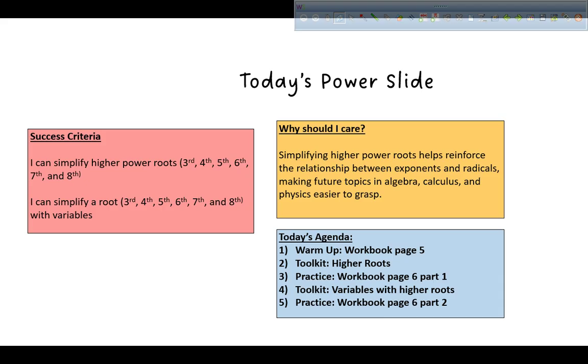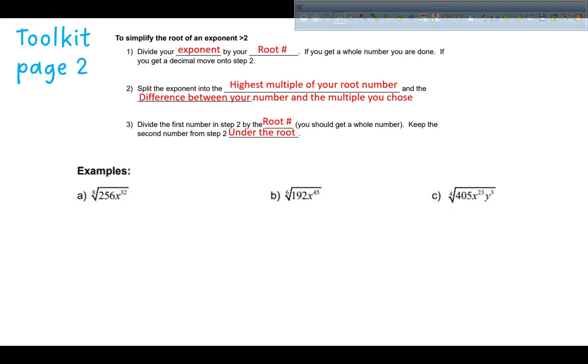So in your toolkit, this is on page 2. I've got the blanks kind of filled in for you. You're just going to fill those in, and then we're going to do these examples down here. It says on page 2, divide the exponent by your root number. The root number is that little number on the outside. The real word for the root number is called the index. But the last thing you need is another vocabulary word, right? So instead of saying index, I'm just saying root number. I think you'll know what that means.